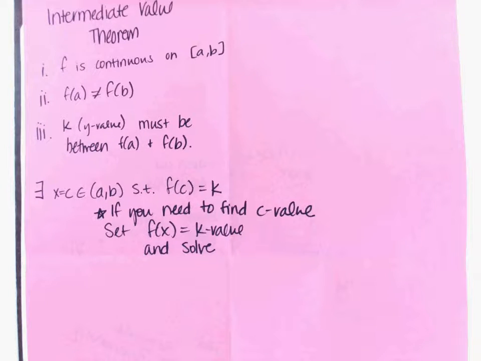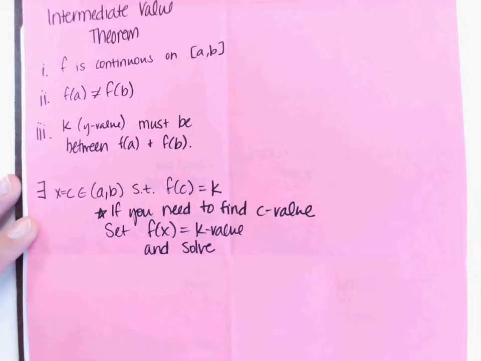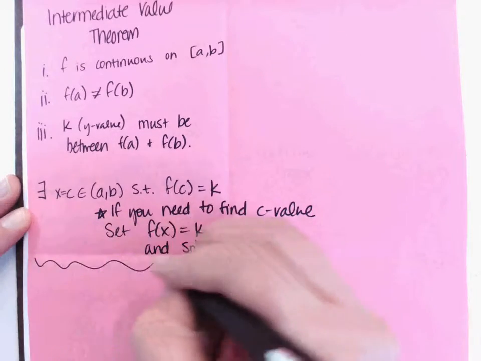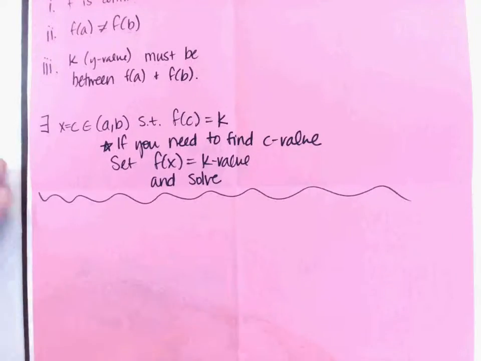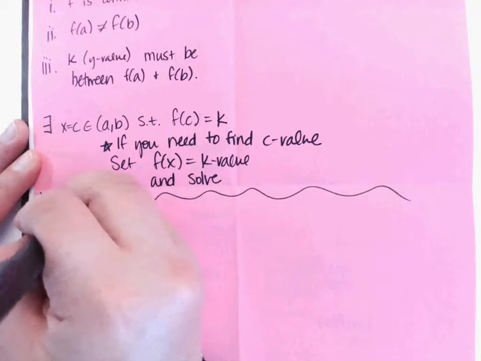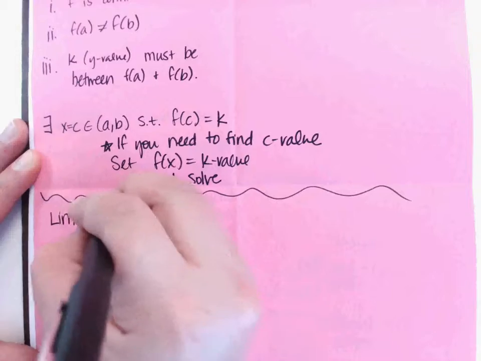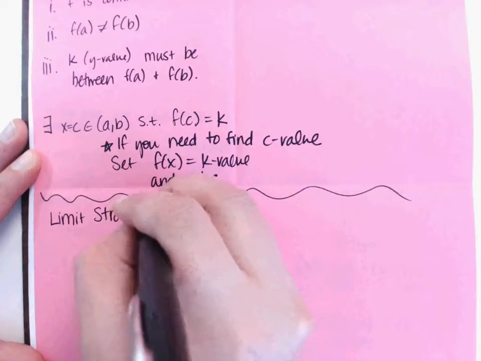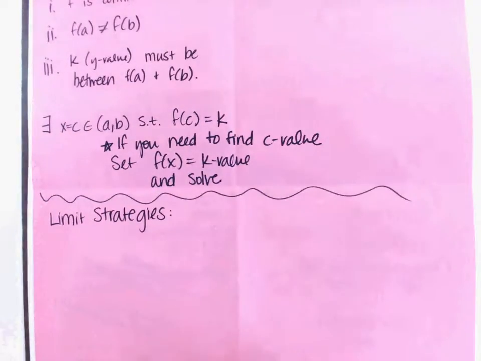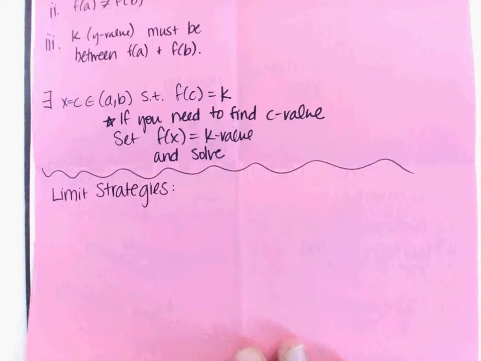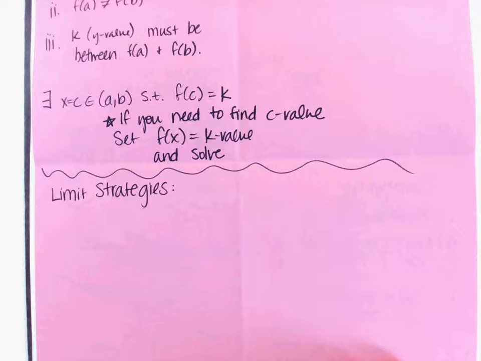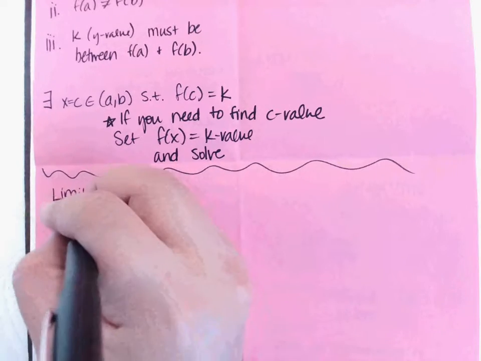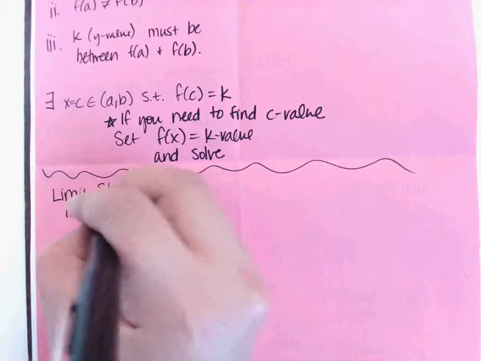Okay, last box. Okay, you ready? Okay, we're going to put the strategies for limits. Limit strategies. What is the first thing that you should try if you are trying to find a limit as x approaches, let's say, 3? What would you do at 3? Plug it in. So, number one, first strategy is you're going to try substitution.